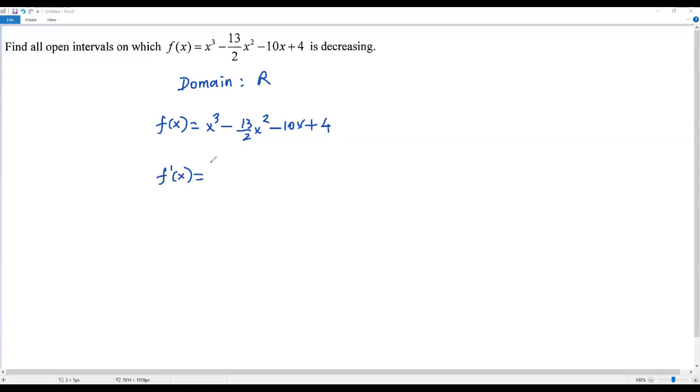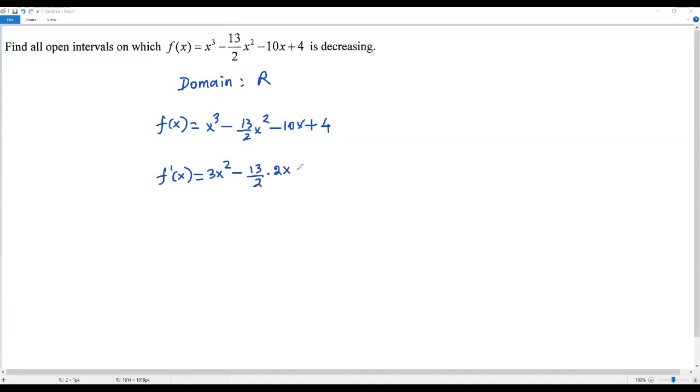So when I find f prime of x, it will become 3x squared. I just use the power rule of derivatives. I bring this exponent 3 in front of the variable and subtract 1 from the exponent. Here, negative 13 over 2 is a constant multiplied by the variable. When I find the derivative, if there is a constant multiplied, I have to keep the constant as it is and find the derivative of this x squared using the power rule.